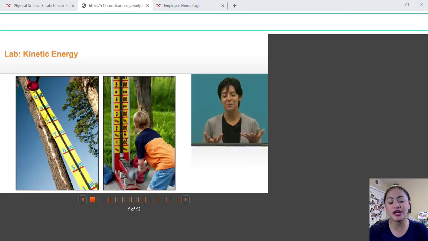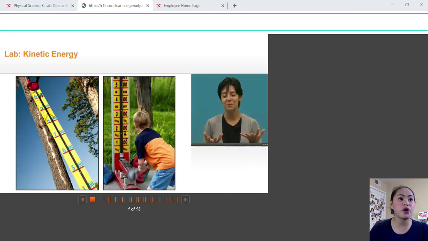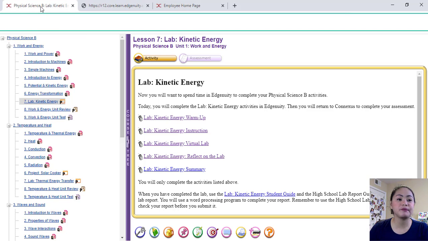For today's video, we are going to explain the kinetic energy lab, which looks like this. To find it, you go to your lesson, Unit 1, Lesson number 7, which says Lab Kinetic Energy. You are going to do the warm-up, the instructions, the virtual lab, which we're going to explain, and then reflect on the lab, and then the summary.